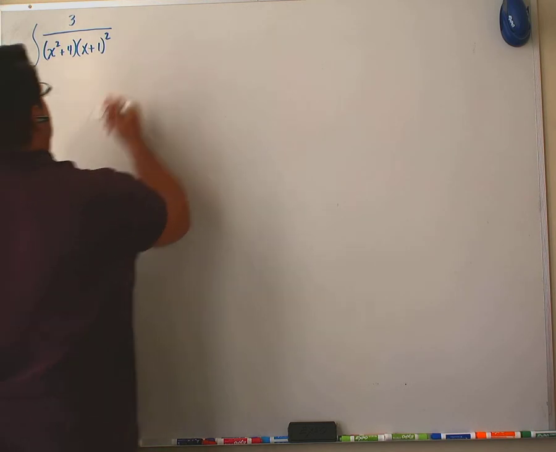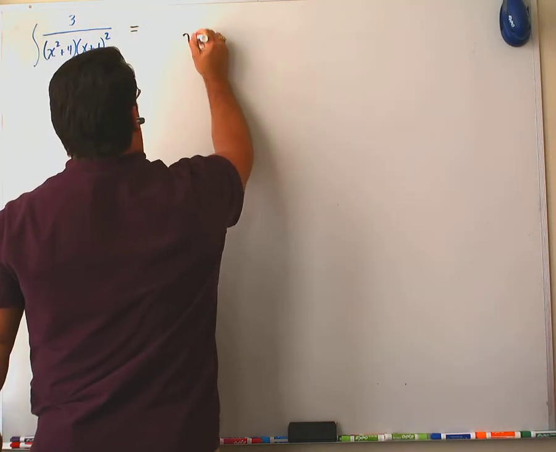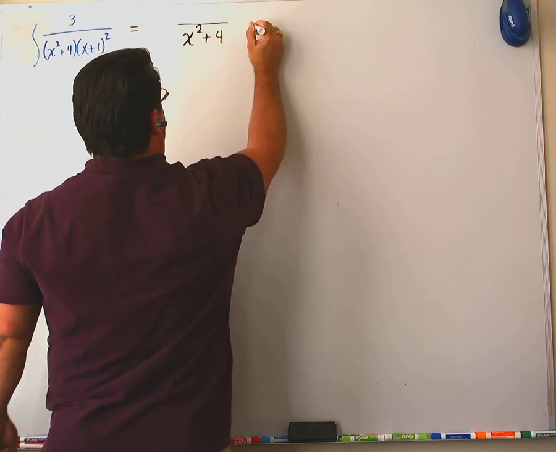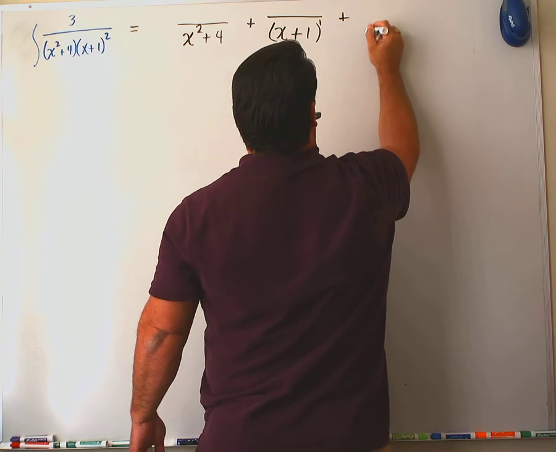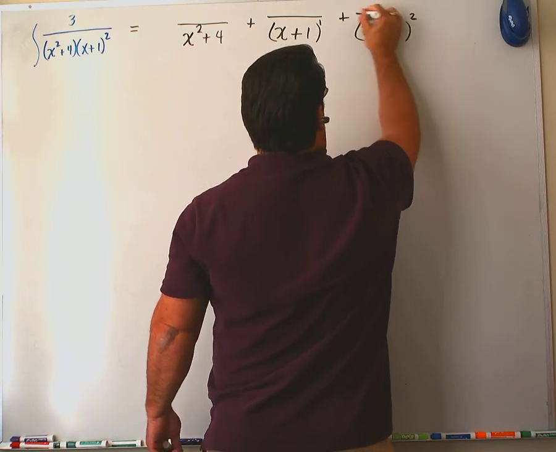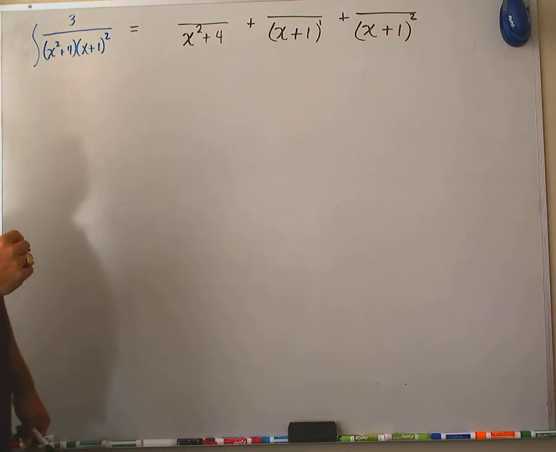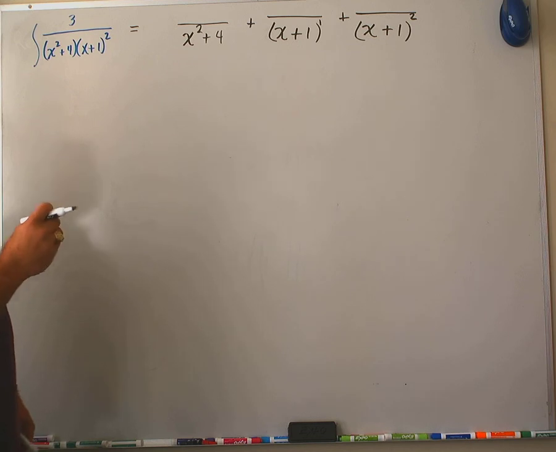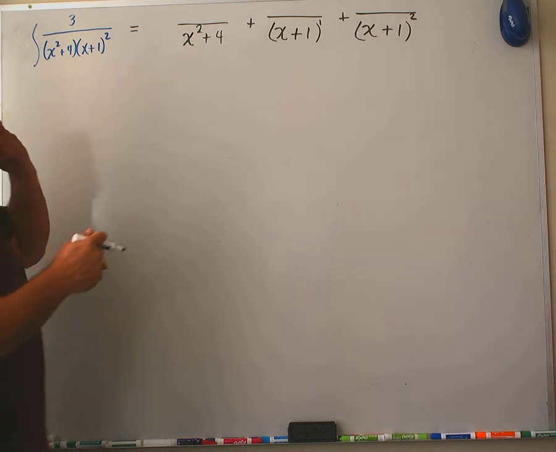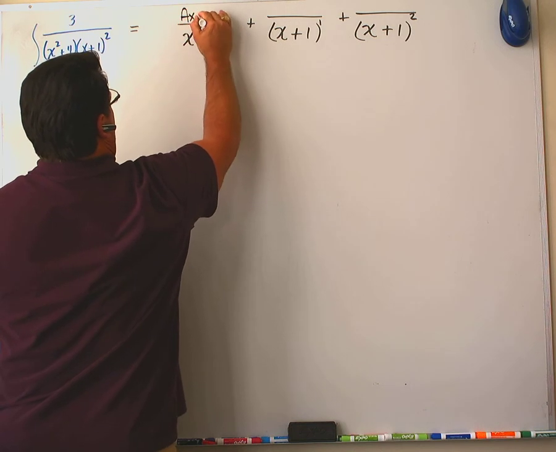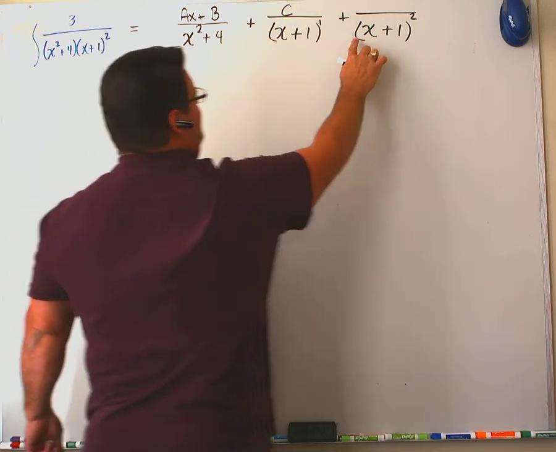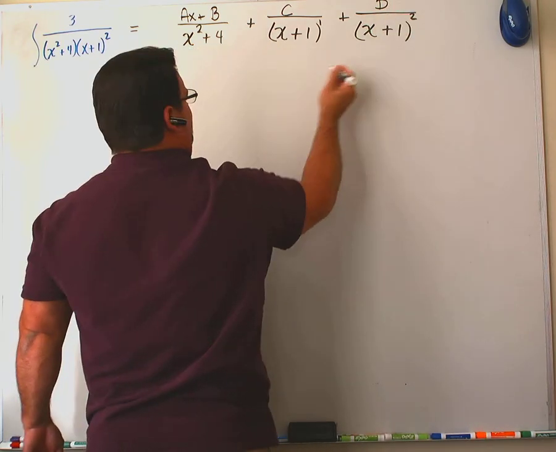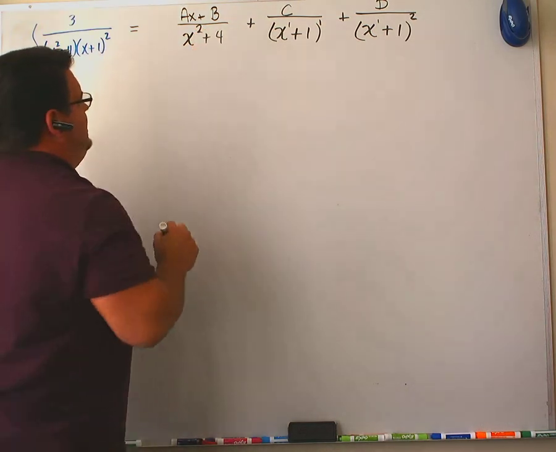So we'll set this up as x squared plus 4, plus x plus 1 to the first power, plus x plus 1 to the second power. Now I apologize for the small print, but this one is probably going to be a long and tedious problem, so I'm writing smaller than normal. This is a quadratic, so it's going to get ax plus b. This one is linear, so it's going to get c, and this one is linear, so it's going to get d. And you go by the degree of the variable.